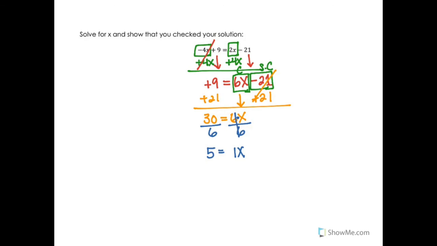So we're going to go ahead and check here. So we have -4 parentheses 5 plus 9, and we're going to check what that gives us. And we have 2 parentheses 5 minus 21, and we're going to check what that gives us. And when I plug these two things into the calculator separately, you'll see that they'll both give me a value of -11.